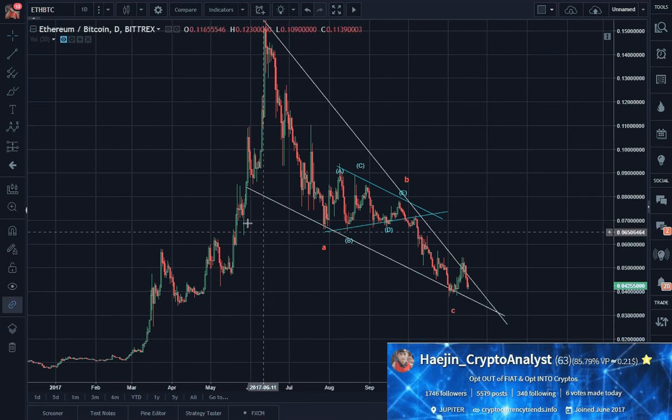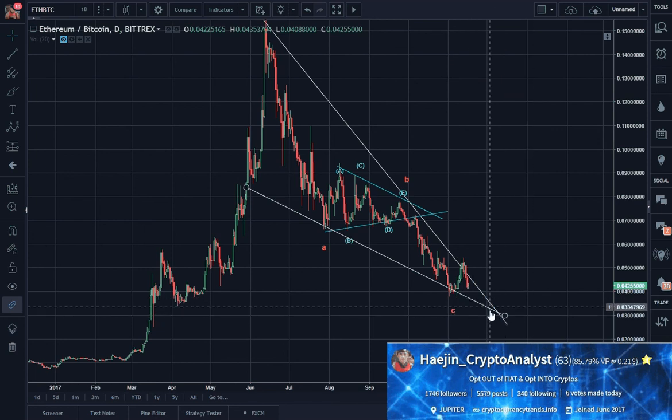But this is a very bullish pattern. The reason is everything is pointing downwards. And the closer the price comes to this apex point, the point where the two lines of the triangle cross, the more energy it'll have to burst out.